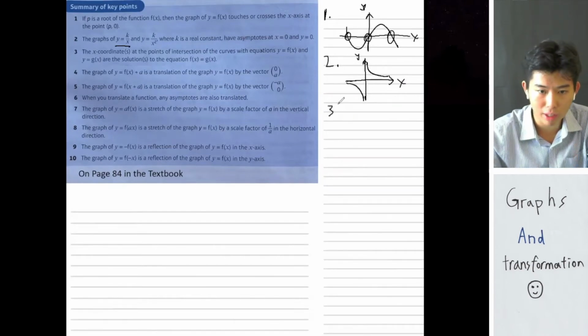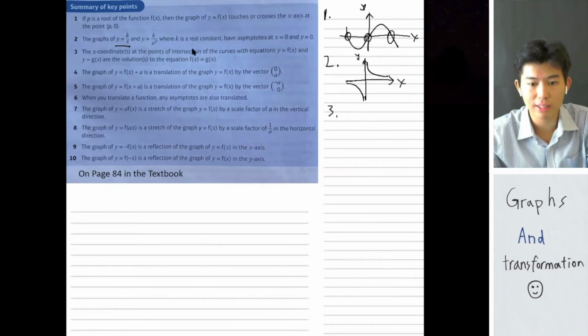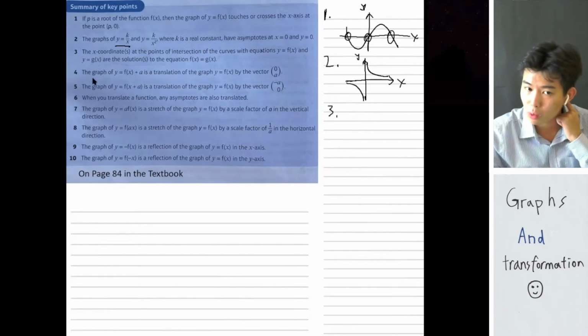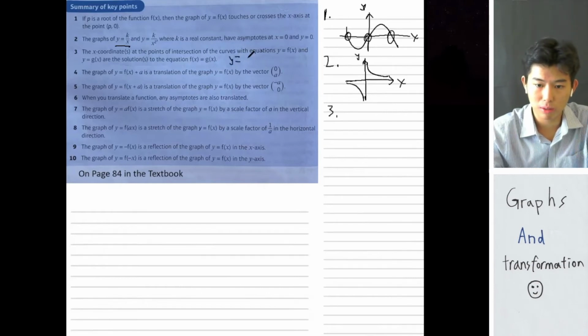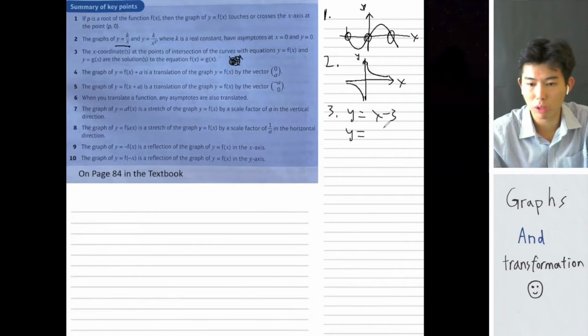Okay, so for part 3, the x-coordinates at the points of intersection of the curves with equations y equals f of x and y equals g of x are the solutions to the equation f of x equals g of x. That's pretty straightforward. Let's say y equals x minus 3 or y equals x squared minus x. Basically, if you want to find the x-coordinates, you just substitute one y into the other y.